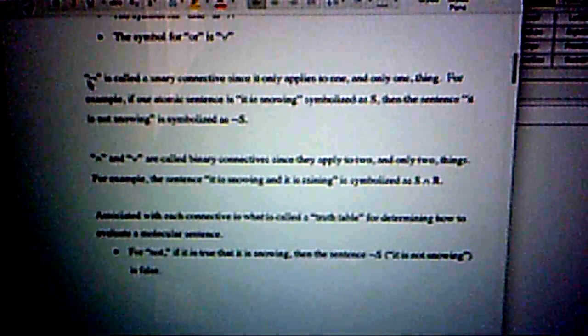Okay, so let's start off with not. Not is symbolized with this funny looking right bracket thing. It reads in English as not, and we'll just call it not. That symbol gets attached to an atomic sentence. So let's call S an atomic sentence, and it reads, it is snowing. A simple idea, right? So it is not snowing gets symbolized as not S. Easy, right?